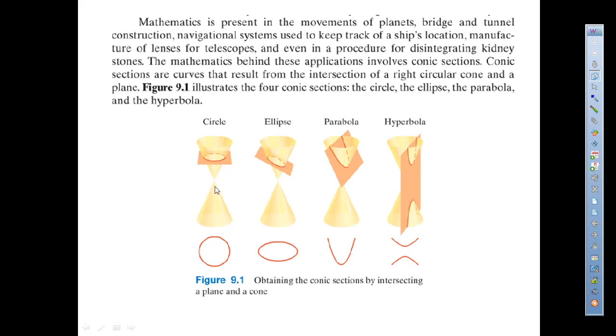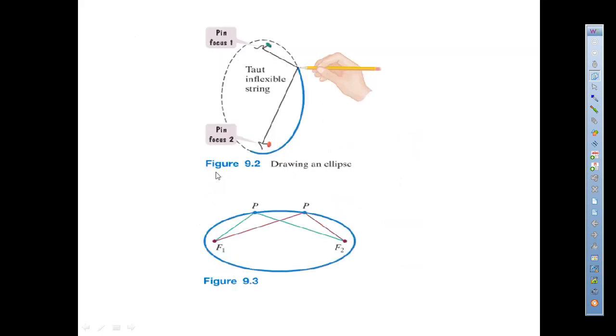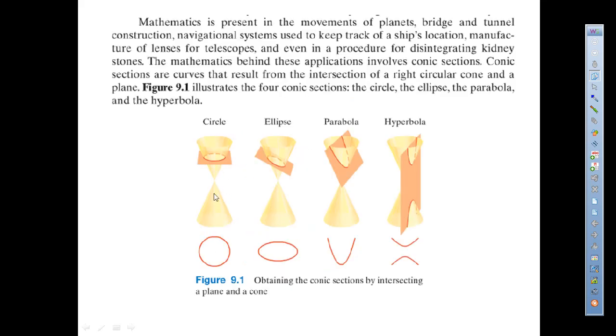Now, if you take a plane, a flat surface, and you run it through this set of cones, depending on how the orientation of that plane is originated, you're going to come up with different figures. For instance, if you go perpendicular to that axis of the cones, you're going to get a circle.